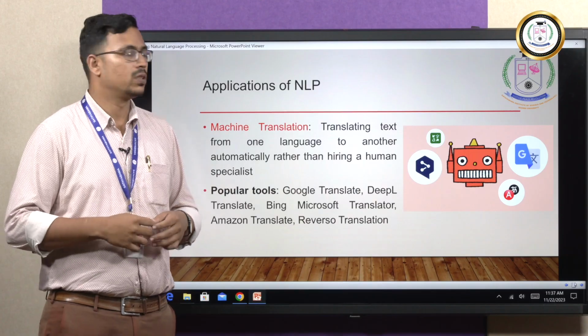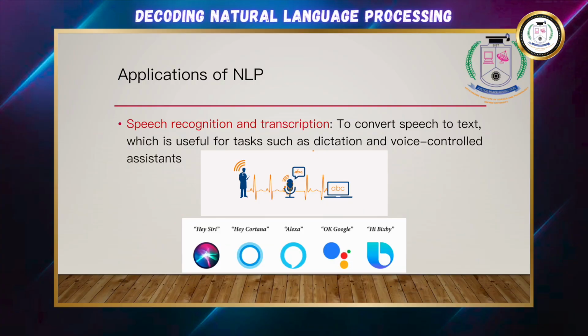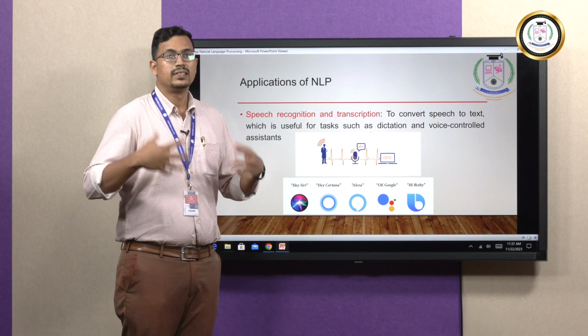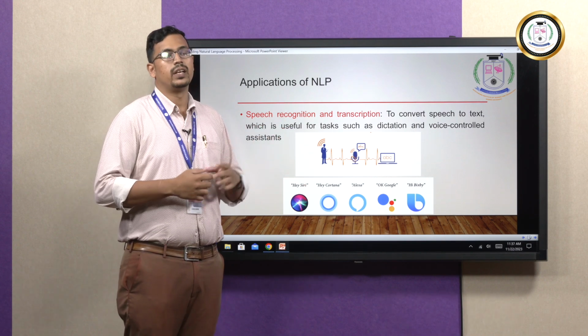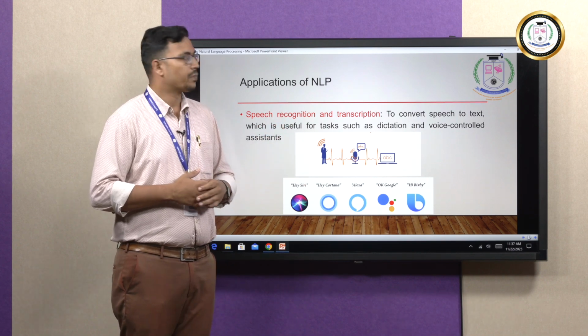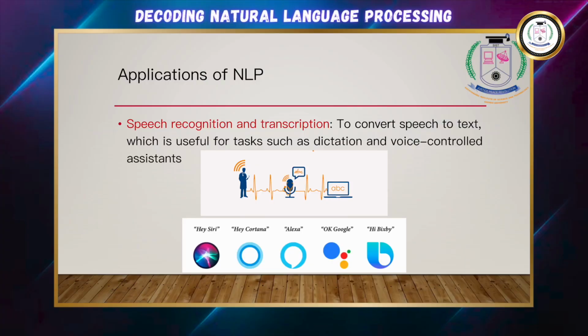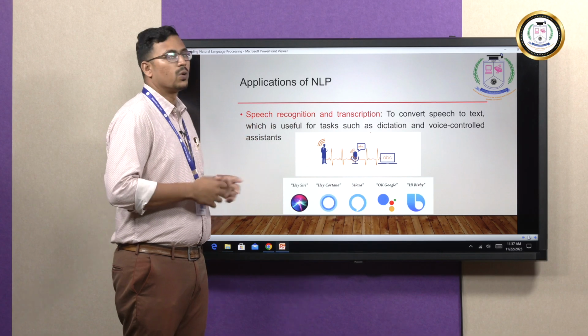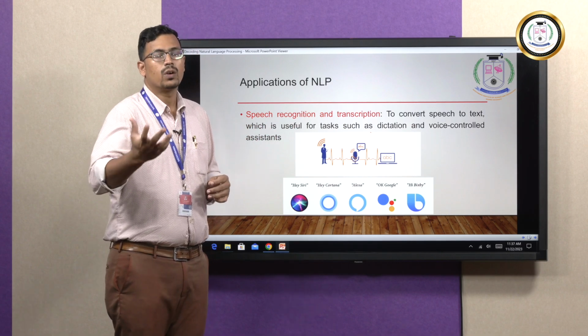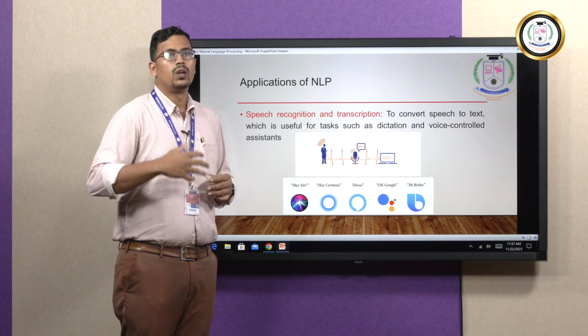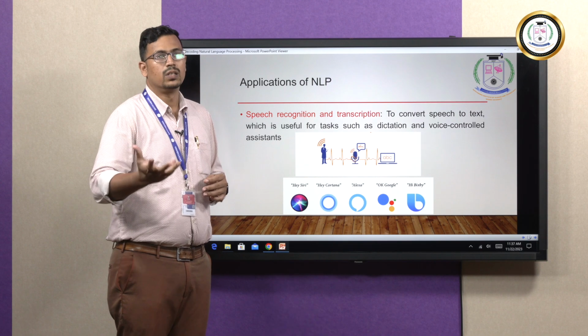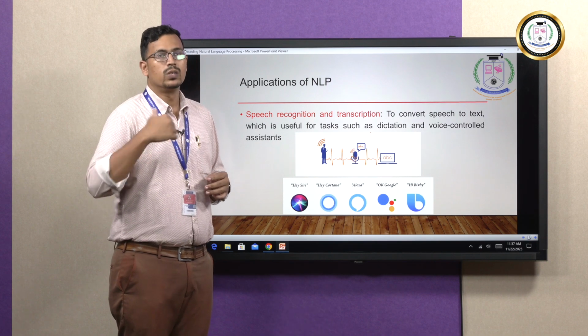Google Translation we use. The next important application is speech recognition and transcription. We all know Amazon Alexa, Siri, Google voice assistants, right? Basically NLP is in those tools also. It is used to convert speech to text, which is useful for tasks such as dictation or voice control assistance. We engage with these smart devices: Amazon Echo, Alexa, iPhone Siri, or Google's OK Google Assistant.